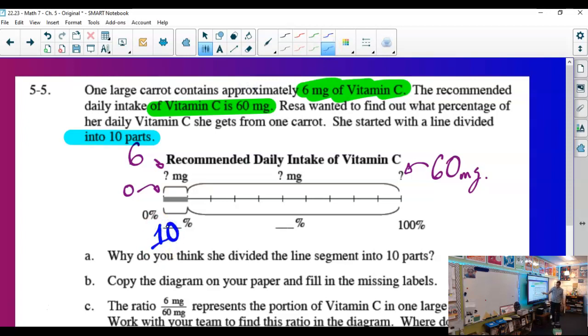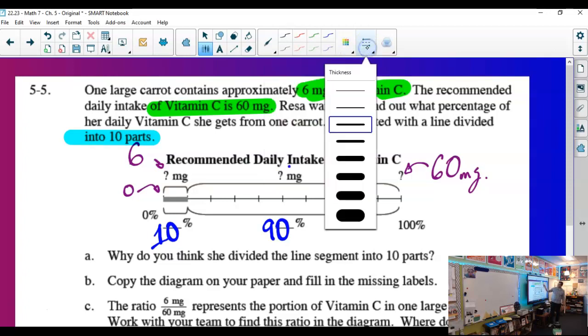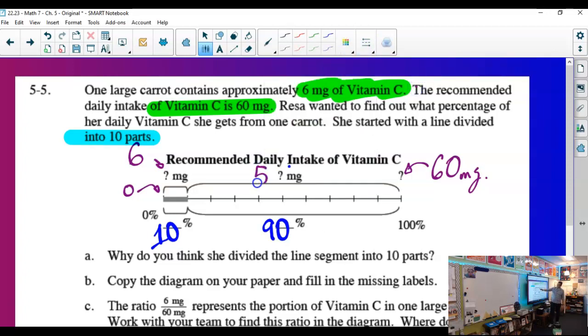which means, well, how much percent is left over here? 90. And that 6 milligrams was 10%. So how many milligrams are left? 54. Is this making a little bit of sense? So if all you had to eat today is a carrot, you should probably eat a whole lot more. Or 9 more carrots. Now you got all your vitamin C.